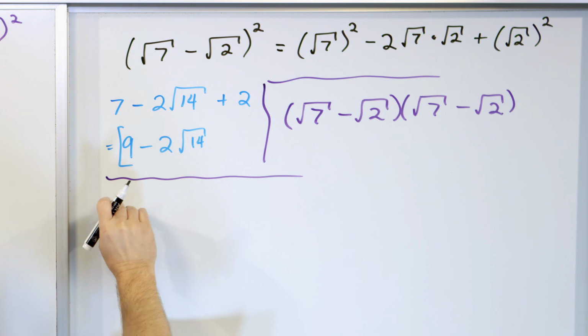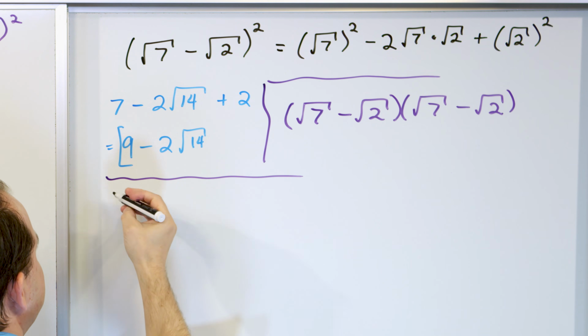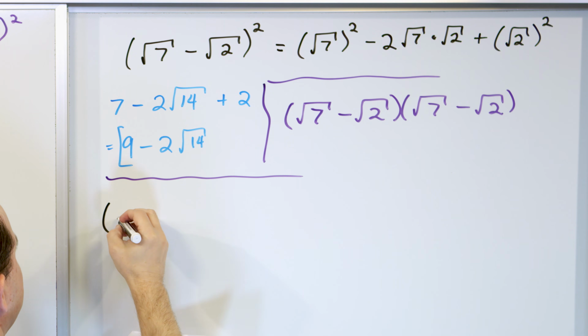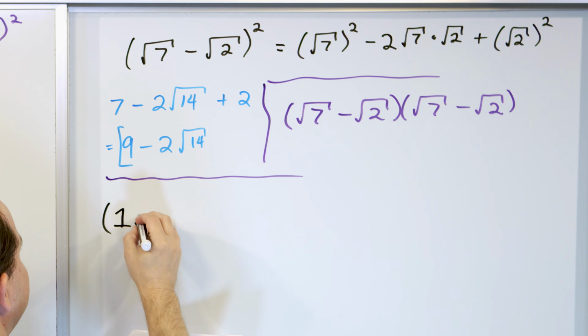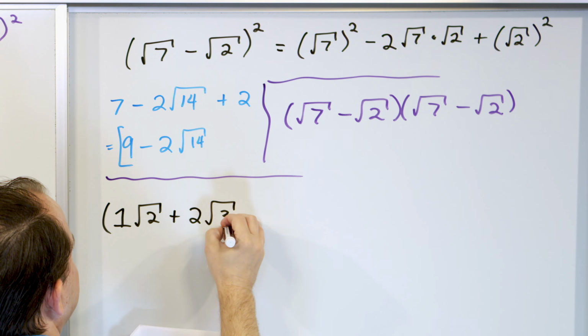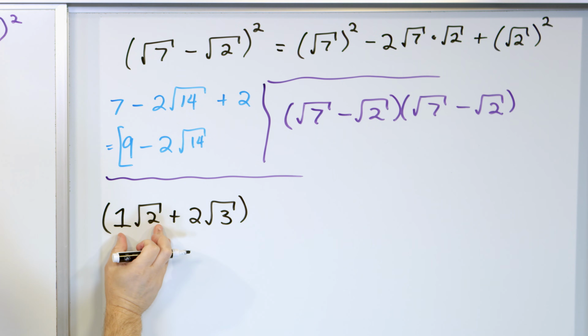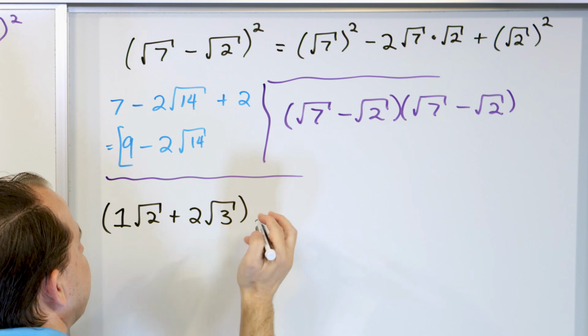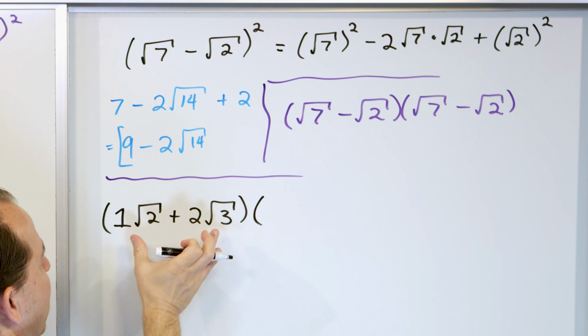Let's say the first thing is not just a number like we've had it in the past. Let's say the first thing here is a full-blown radical. Let's say 1 times the square root of 2 as an example, plus 2 times the square root of 3. So notice this is not just a regular whole number. I have a radical here, there. What would be the conjugate of this? Let's just see what happens. What's the conjugate of this?